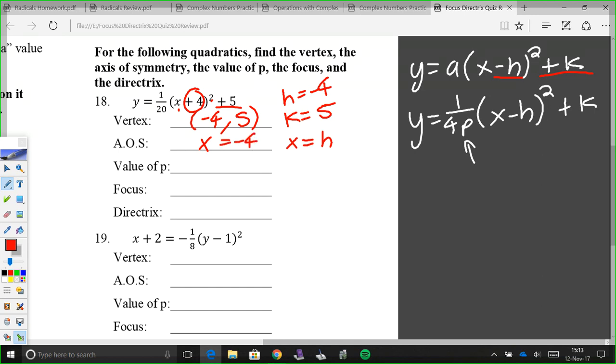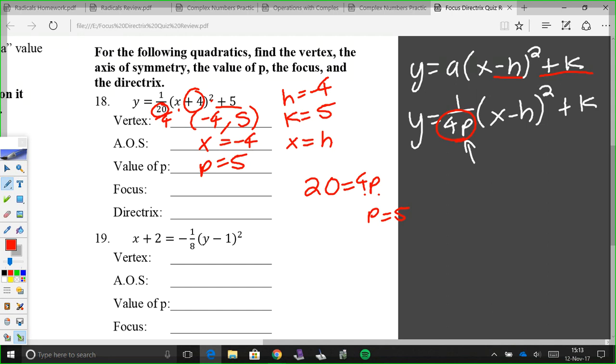The value of p: 20 is in my equation here, 1/20. But remember, this used to be 1/4p. So 20 was 4p. So 4 times something is now made that 20. What is that something? Well, in this case, it's 5, right? 4 times 5 makes 20. So my p value is 5. That's how I found it, because basically I divided 20 by 4, whatever number divided by 4.